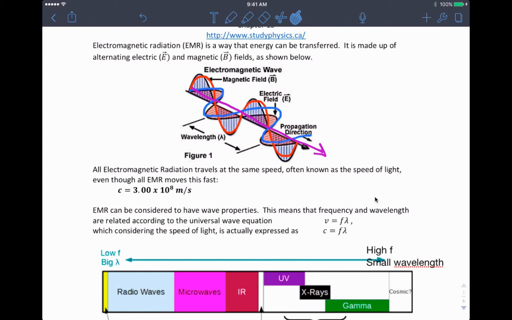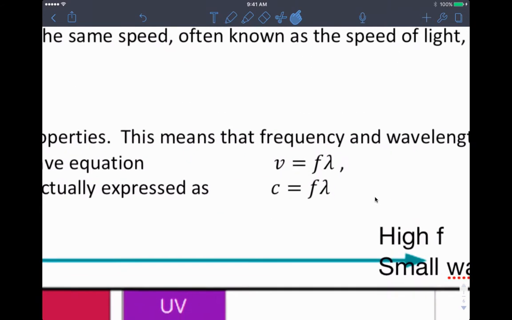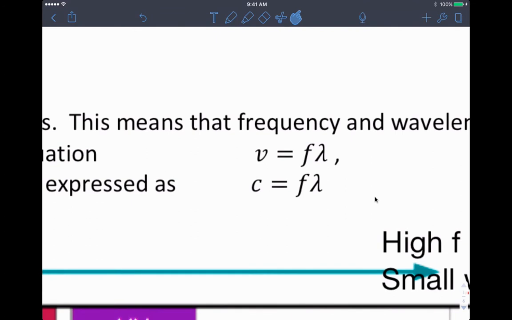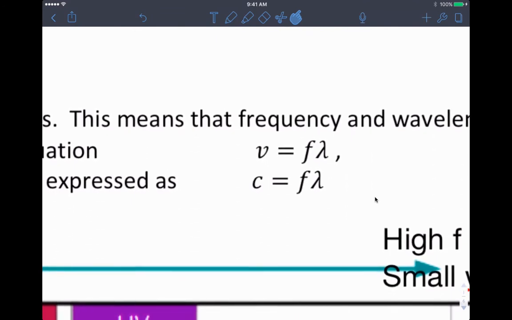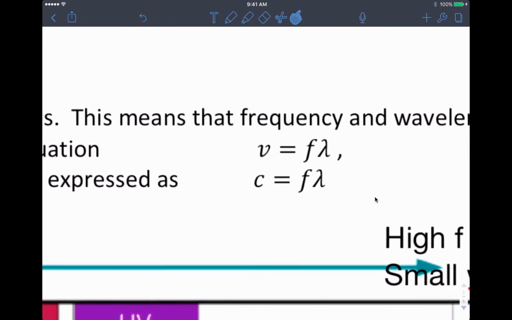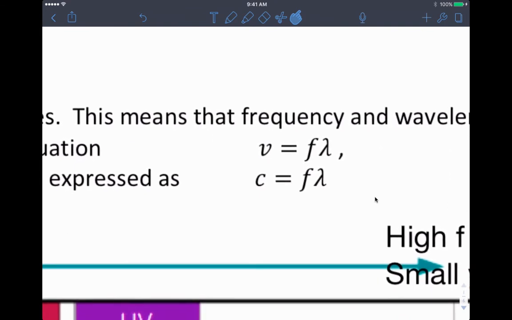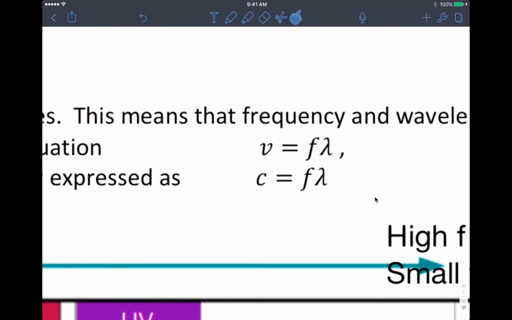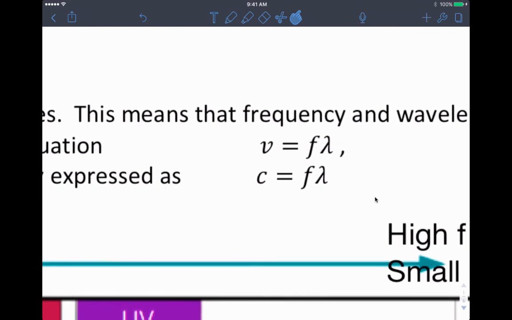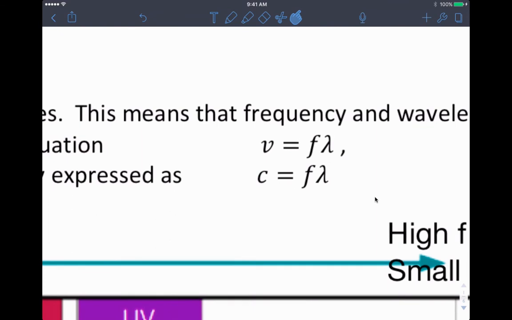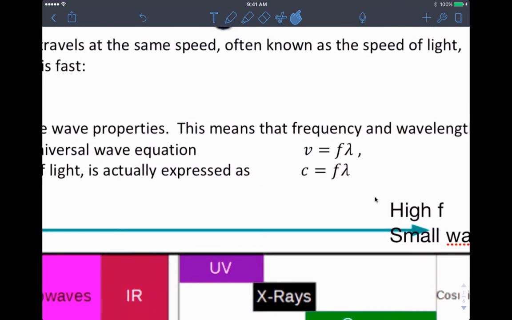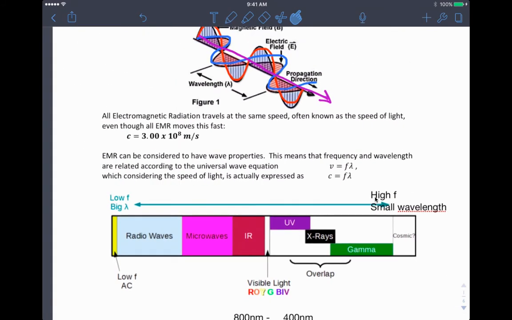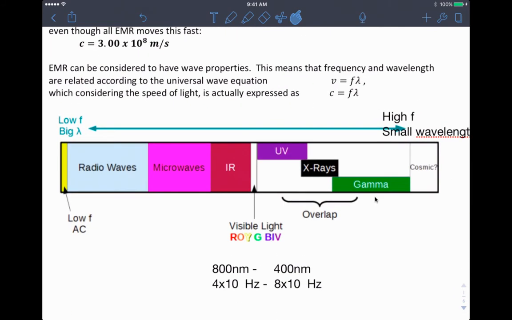Because electromagnetic radiation is considered to have wave properties, the universal wave equation applies. Velocity equals frequency times wavelength. But we don't use velocity, we use the speed of light now, so we change that to a c. It's still c equals frequency times lambda. If you remember that from Physics 20, lambda is wavelength, the distance from crest to crest, trough to trough. And f is frequency, measured in hertz, or cycles per second.